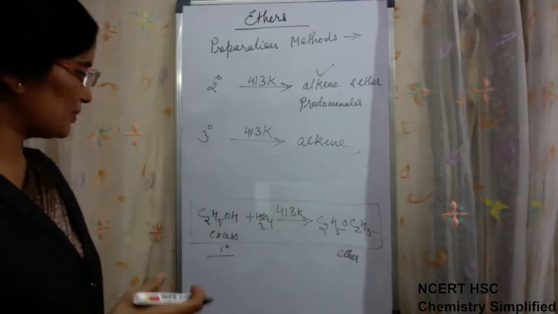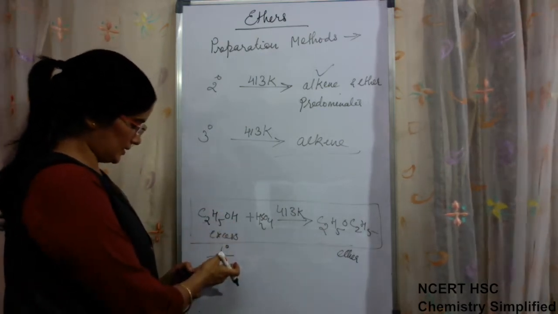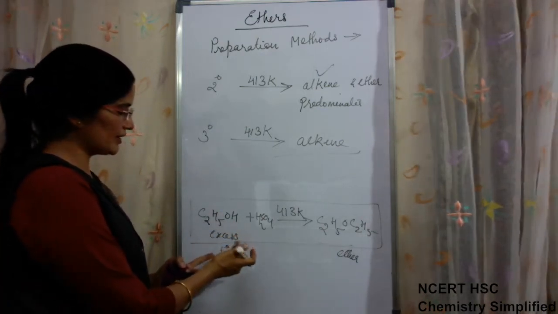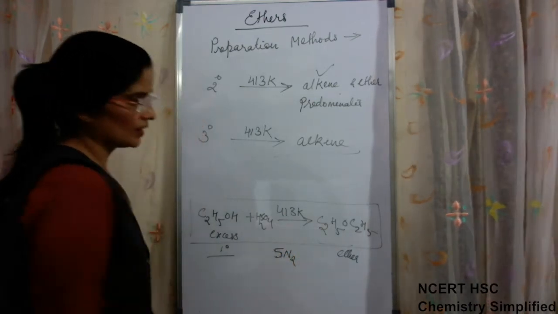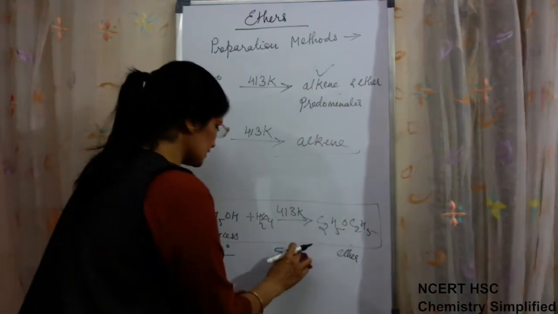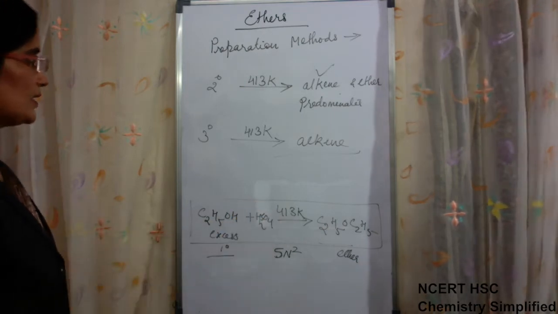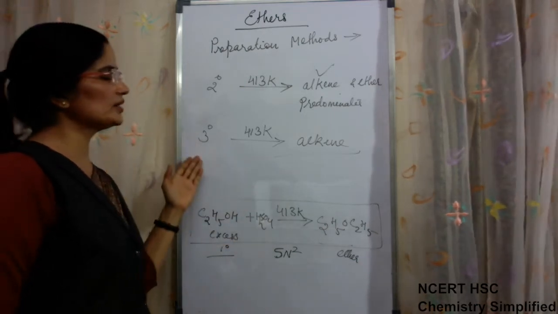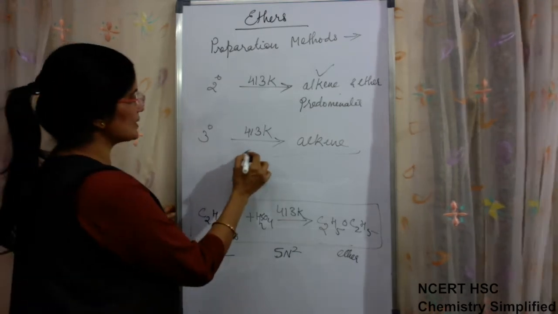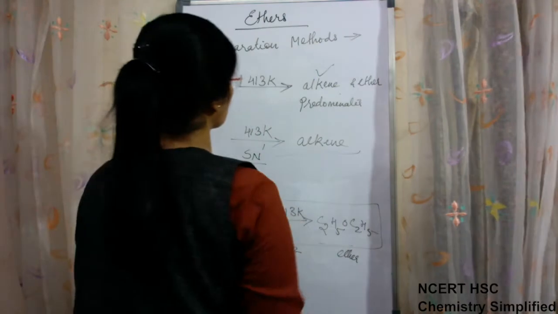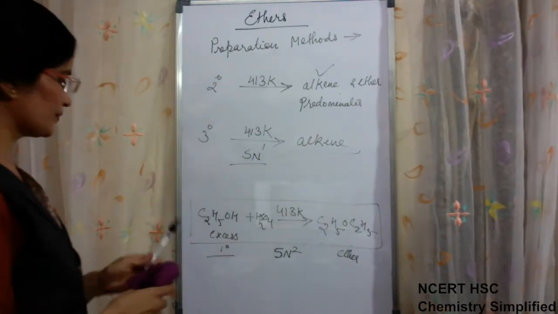And this all happens because of the mechanism which is involved in the reaction. When 1 degree alcohol is dehydrated, the mechanism of reaction is SN2. SN2 mechanism is there. Hence the product obtained is ether. But when 2 degree and 3 degree are involved as alcohol, the mechanism gets converted into SN1, and because of that the product is the dehydration product forming alkene. Okay.